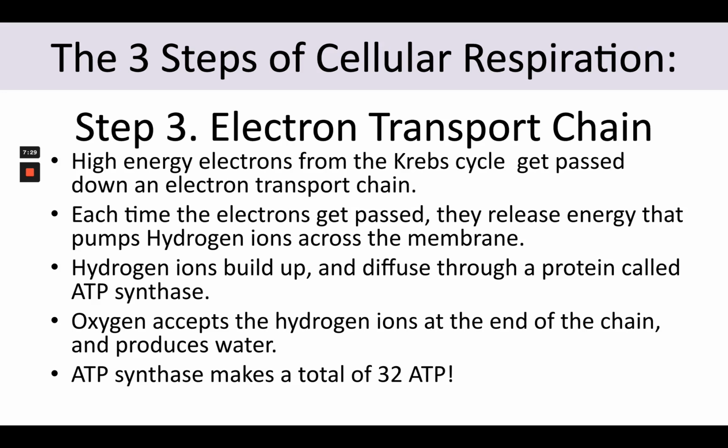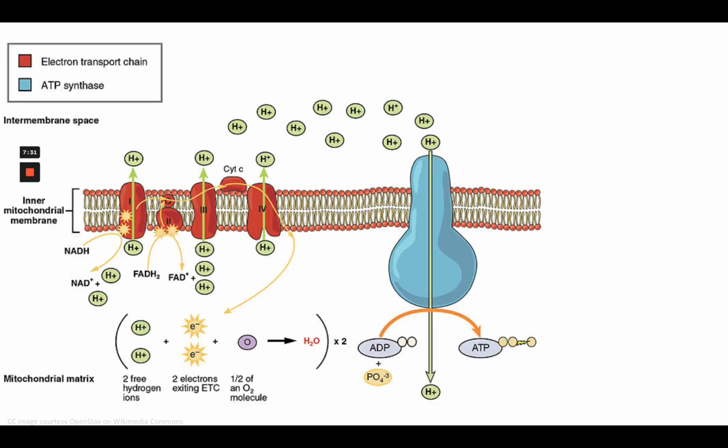Each time the electrons get passed, they release energy that pumps hydrogen across the membrane. And so you can see in this picture, hydrogen builds up and then goes through a protein called ATP synthase, and then oxygen accepts the hydrogen at the end of the chain and produces water. So besides making ATP, this part of cellular respiration is where the waste product of water comes in as well. ATP synthase is able to make a total of 32 ATP from that single molecule of glucose.